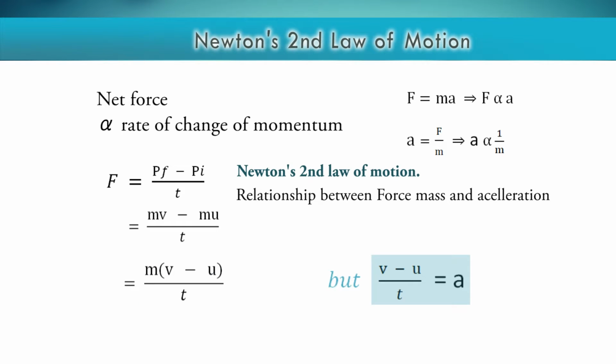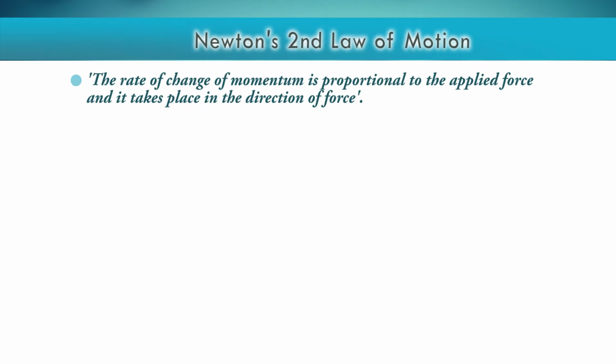But (v minus u) over t is the acceleration. Therefore, we have F equals m times a. An alternative statement of Newton's second law of motion states that the rate of change of momentum is proportional to the applied force, and it takes place in the direction of the force.